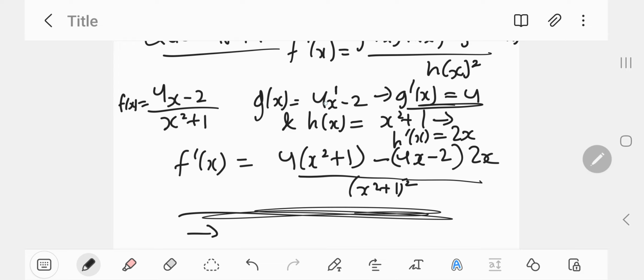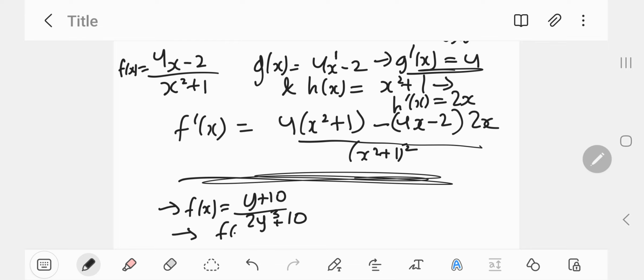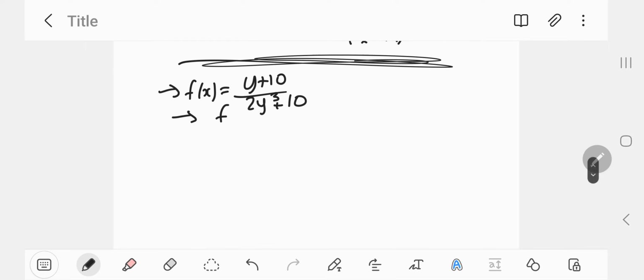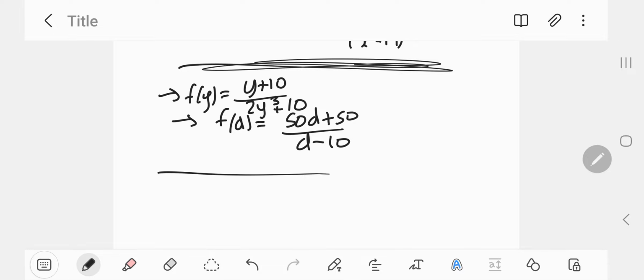So try these out as an exercise. y plus 10 divided by 2y cubed plus 10. I'm leaving out the f of x because I'm a bit sloppy, but you get the idea, I'm sure. Try out this as well. I should say f of y in this case. f of d is 50d plus 50 divided by d minus 10.